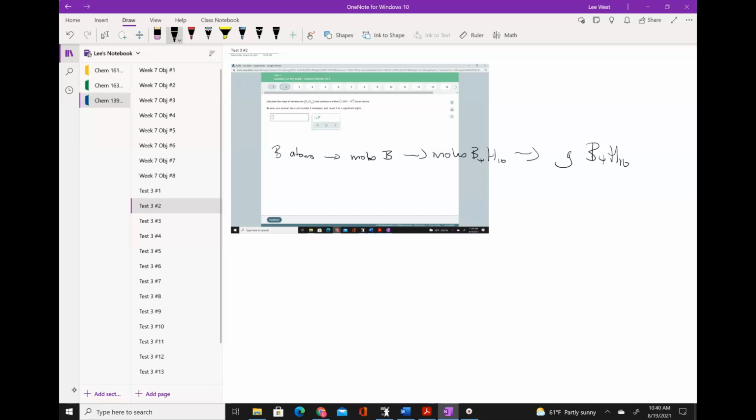So to go from boron atoms to moles, we're going to use Avogadro's number. To go from moles of one thing to moles of another, we use what's called a mole ratio.